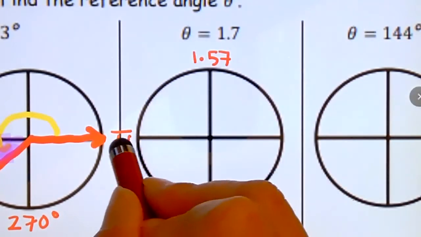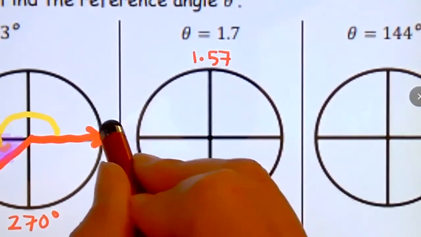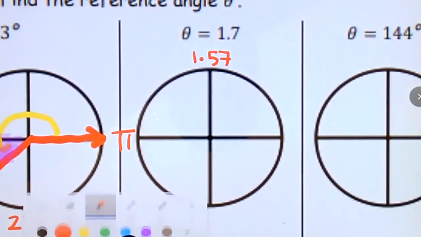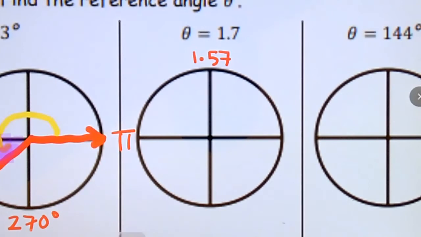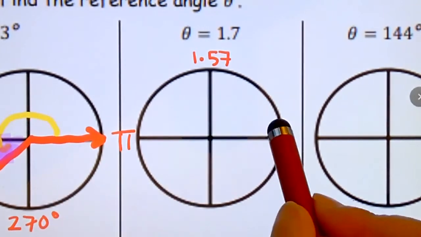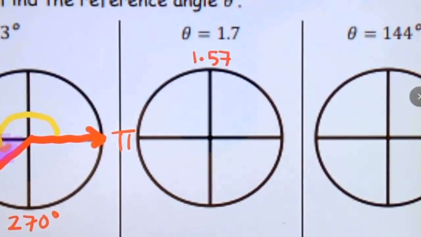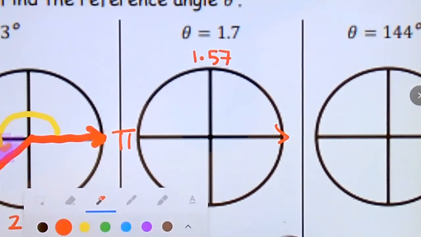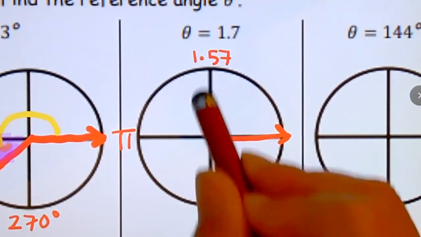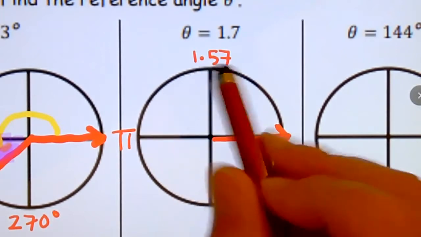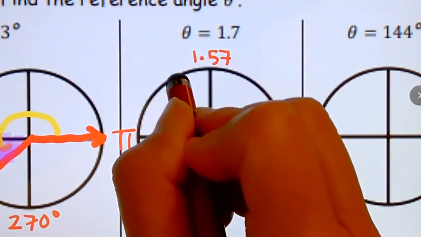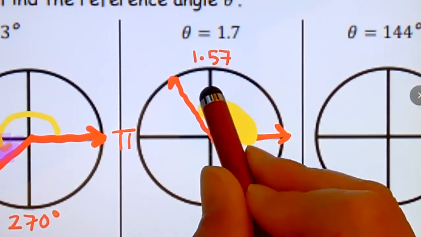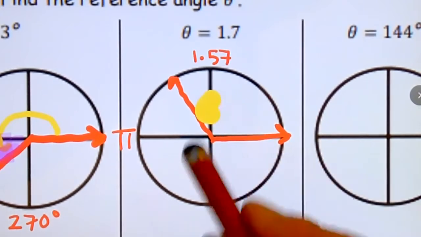And again, this is pi, or 3.14. So my 1.7 is going to be in between these two, closer to this one, but in between those. Let's say it's here. Again, that's where I'm going. I'm going from here to here. That's kind of a fat one. Make it a little thinner.